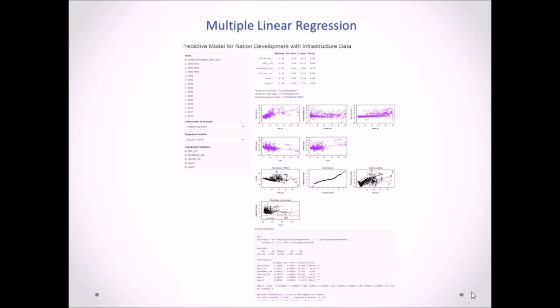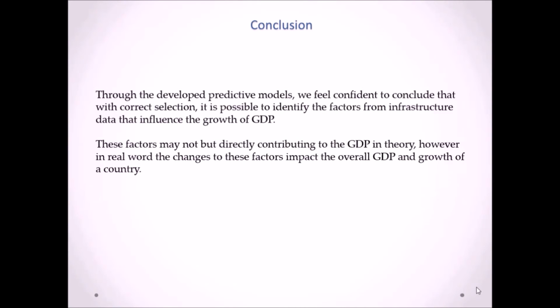Also, we can see the R squared value, which is in the range of 0.65 to 0.75, which depicts the good quality of the model. All these results motivated us to incline towards the multiple linear regression model as the best option for the predictive modeling of the data we have considered for this project. So we conclude that with correct selection of factors, it is possible to identify the factors from the infrastructure data that influence the growth of GDP.